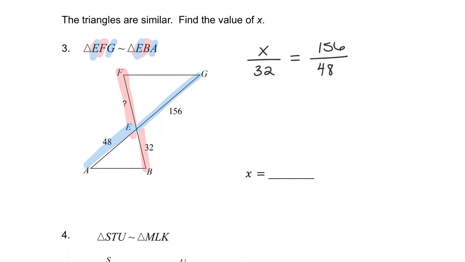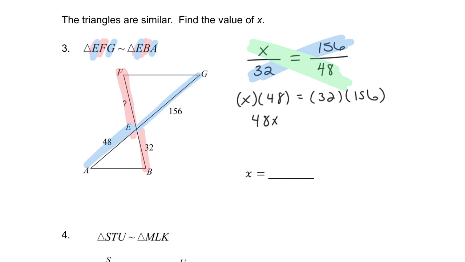Then I do cross multiplying. So I will do 32 times 156 and X times 48. So I get this. Once I do that, I need to go ahead and multiply. So I have 48x equals 4,992. And then our one step for these problems is to divide both sides. And when I divide, I get 104.